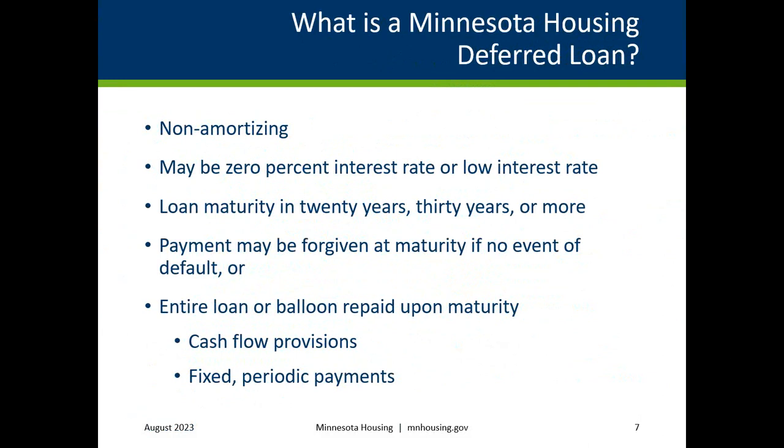Later in this tutorial, we will review the affordability period, also known as the compliance period. This period is the time in which the owner must comply with the income, rent, and other restrictions required by the loan. The affordability period may be the same as or different from the term of the loan.